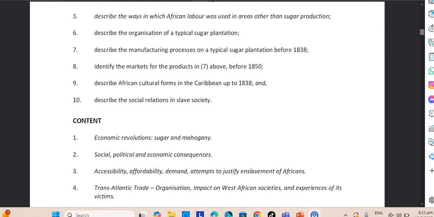Now, the Caribbean, as we know, experienced a significant economic transformation during the 17th and 18th centuries. This shift was marked by a move from tobacco to sugar production and from logwood to mahogany extraction, leading to what is often called an economic revolution due to the scale, profitability, and global impact of these industries. So we're going to explain now the change that happened from tobacco to sugar production.